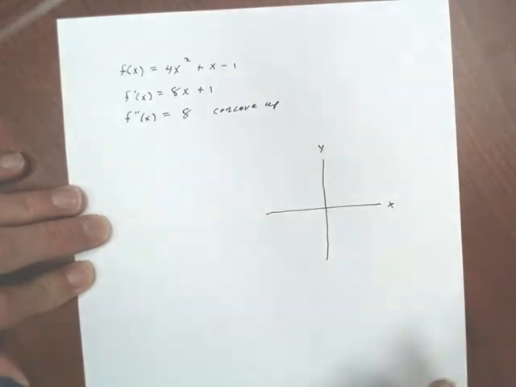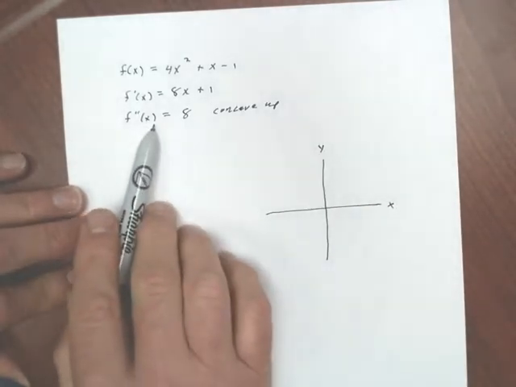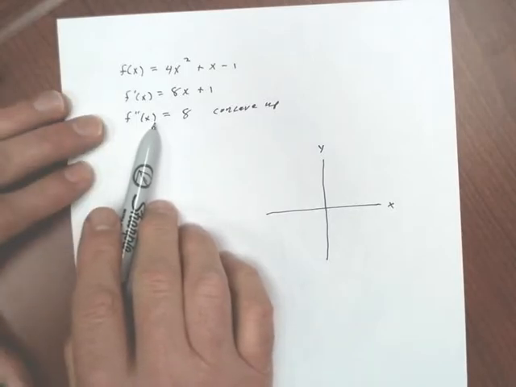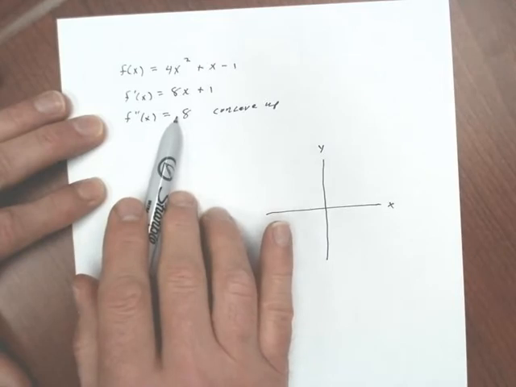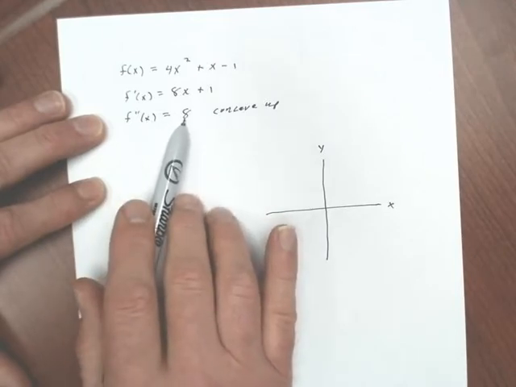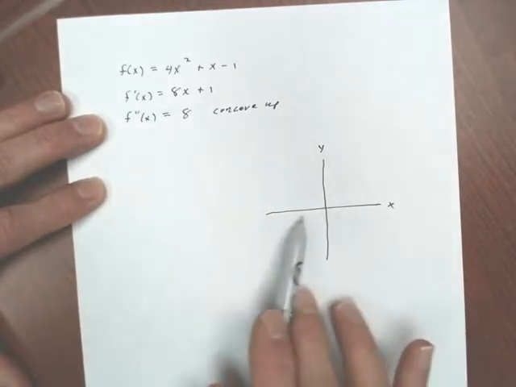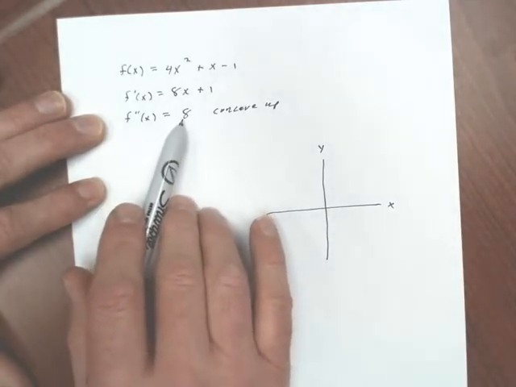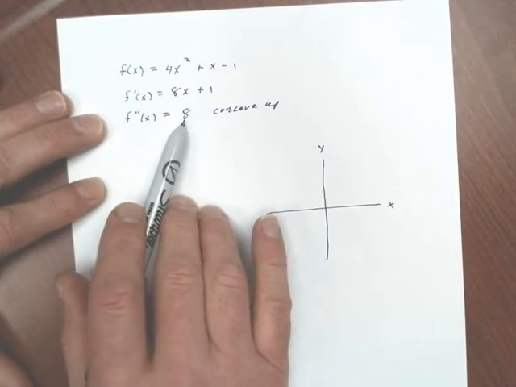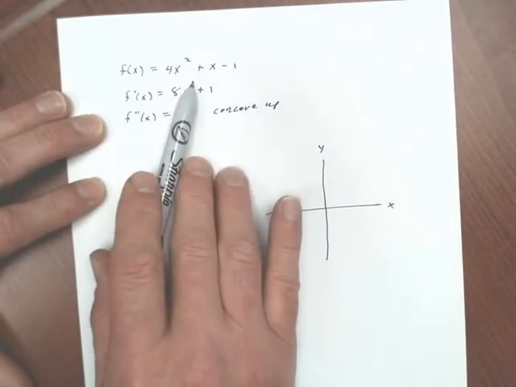This function is concave up. Okay, and because there's no variable with that, the concavity doesn't vary at all as a function of x. What does this mean? It's concave up for all x. If that's the case, then we must have a minimum somewhere.